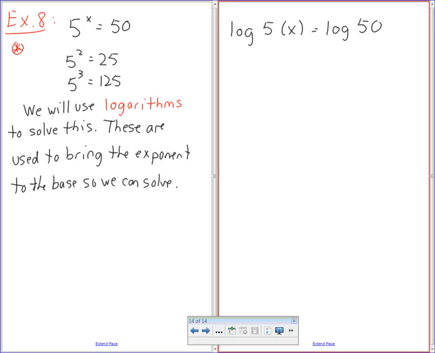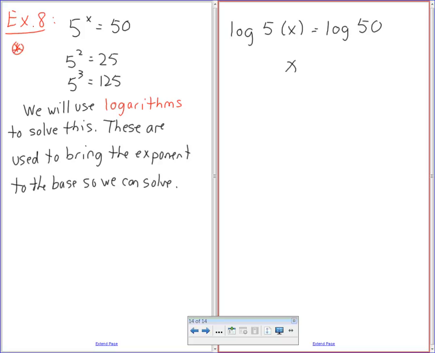So if you see what I did there, when you log both sides of the equation, it brings that x down from the exponent so we can actually solve it, which is useful. Okay, because we can do some of this stuff on our calculator right now. If I wanted to solve for x, then what would you do? Log 50 over log 5.